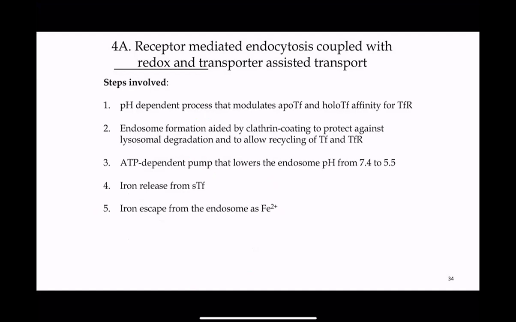So it turns out that the affinity of the protein, metal-free or iron-bound, is pH dependent. At pH 7.4, the apo protein has very low affinity for the receptor, but the iron protein has very high affinity for the receptor. Then when we're talking about the endosome formation, this endosome is actually a clathrin dependent process.